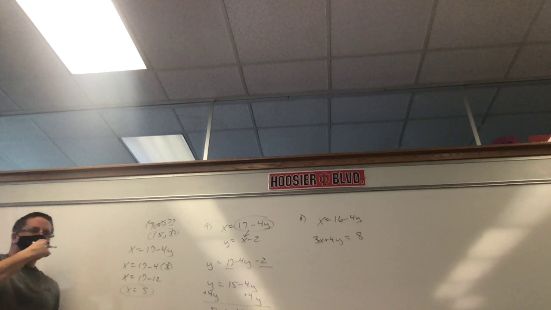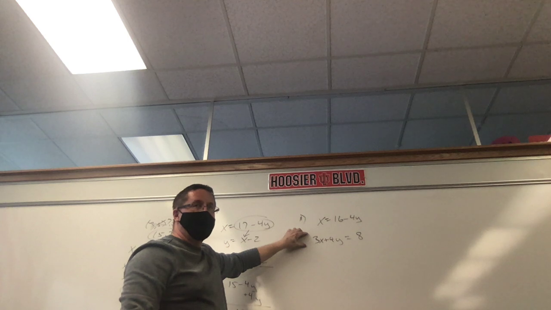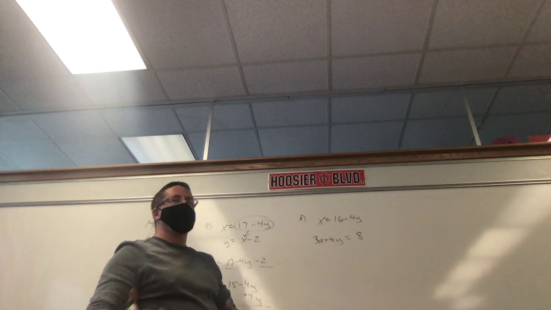What's x? 16 minus 4y. So I'm going to rewrite the bottom equation. Listen carefully. When I get to x, I'm going to plug in 16 minus 4y. So I know what x is. It's kind of like this.